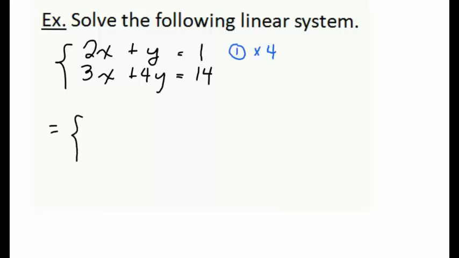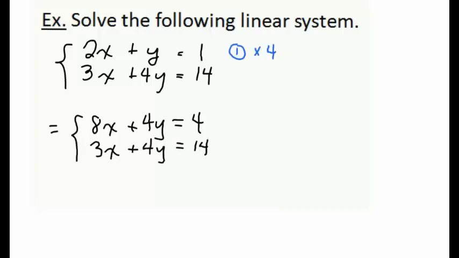Now what happens when we do this is we get 2x times 4, that's 8x. We get 1y times 4, that's 4y. And we get 1 times 4 for the number 4. We haven't done anything to our second equation, so I'm just going to rewrite that down. And this is the first step of the elimination method. You'll notice now that we have 4y and 4y, so we've adjusted our coefficients.